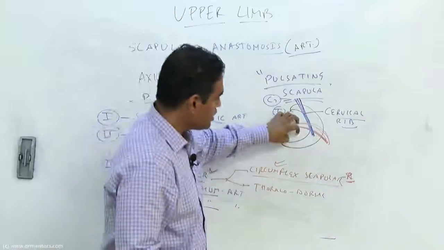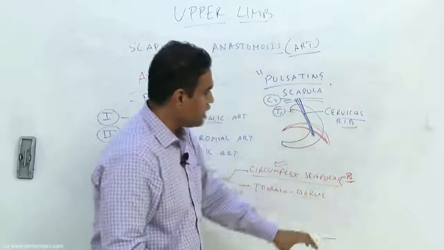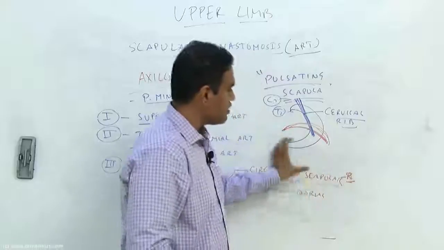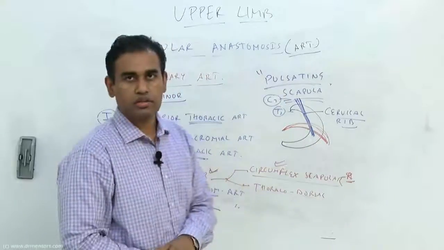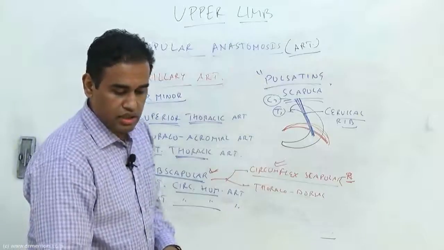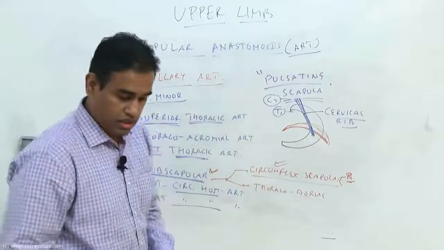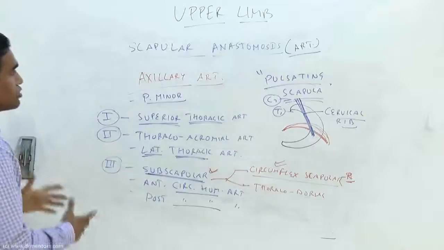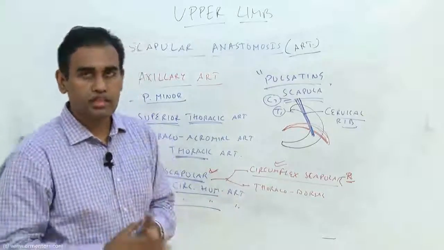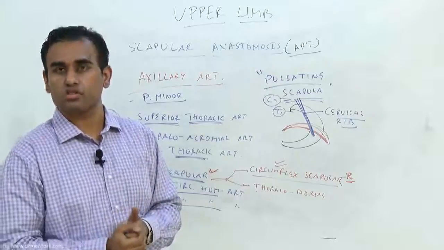So from here the suprascapular branches will go, and from the axillary artery the subscapular and circumflex scapular branches will come and they will anastomose around the scapula. This is the scapular anastomosis, frequently asked in the NEET PG or AIIMS JIPMER exams. MCQs. Main MCQs are which of the following pair of arteries participate in the scapular anastomosis.